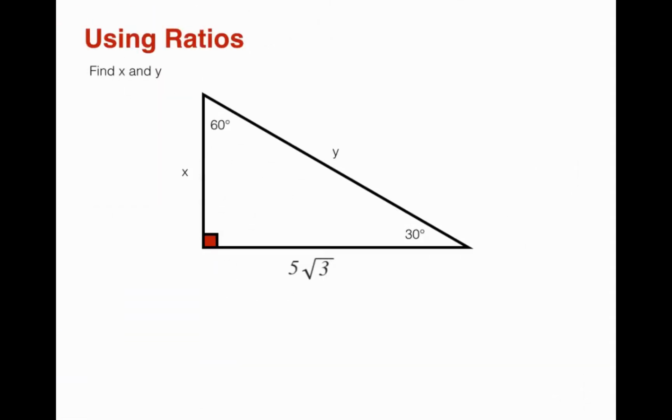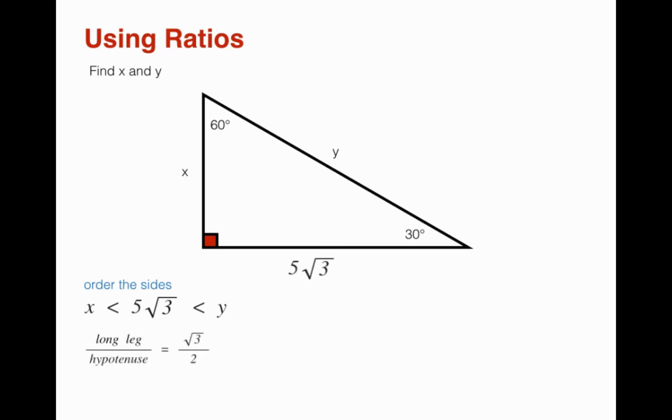All right, let's go ahead and find x and y. Which side here do I know? Do I know the shortest, the long leg, or the hypotenuse? If you said the long leg, you're correct. So if I ordered the sides, it would look like this. x is the smallest, 5 square roots of 3 is the next one, y is the largest.